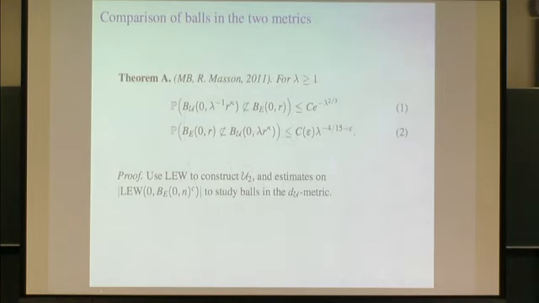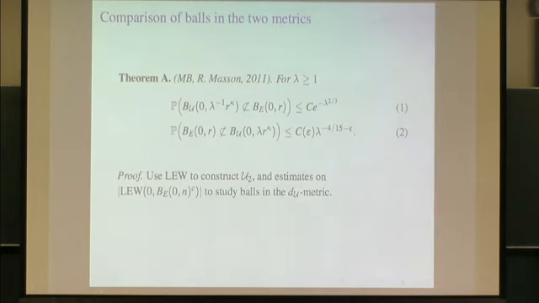But we can make things a bit more precise. Here's a result from my paper with Robert Masson in 2011. For lambda bigger than 1, we can look at the Euclidean ball of radius r and intrinsic balls of radius r to the kappa, which we then weight by a factor lambda. The probability the intrinsic ball is not contained in the Euclidean ball is dominated by a stretched exponential like that. On the other hand, we look at the probability the intrinsic ball blown up by lambda does not contain the Euclidean ball, and we have a polynomial type bound on that one.